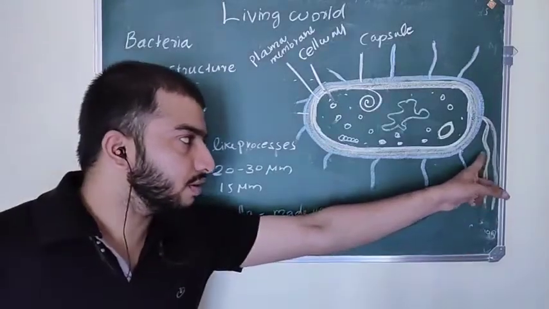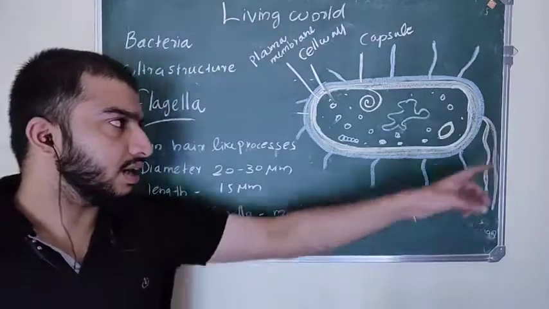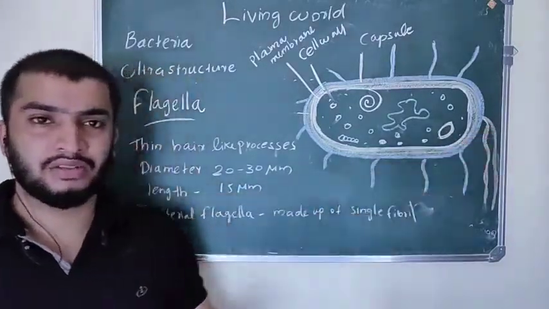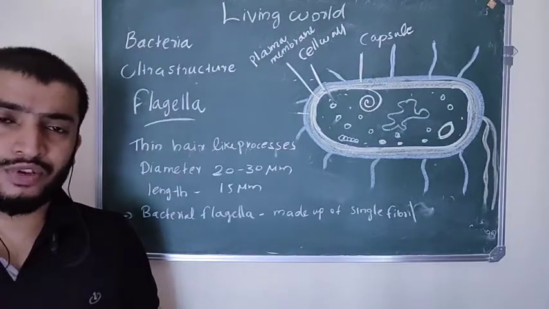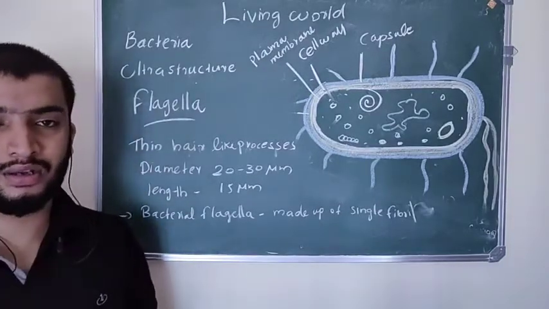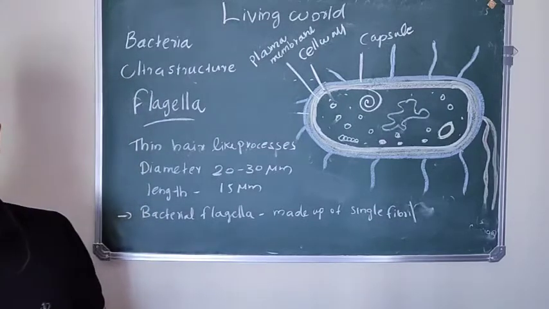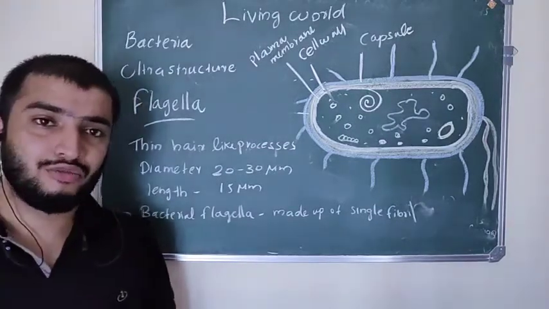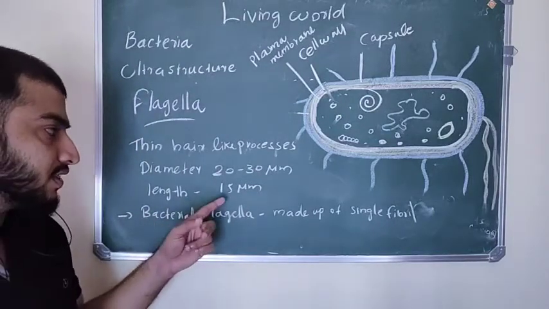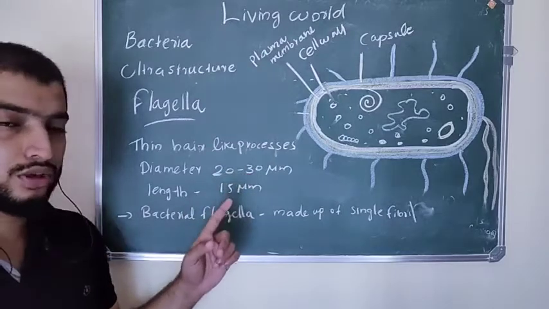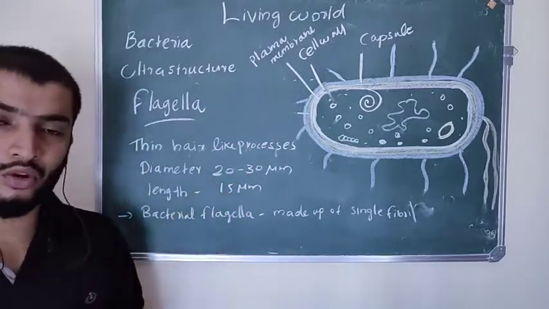Bacterial flagella. You can see the bacterial flagella here. Bacterial flagella arise from the bacterial cell wall, and this is a thin hair-like structure which is present in motile bacteria. This structure helps in locomotion. Bacterial flagellum is made up of a single fibril, and its length is around 50 micrometer, and its diameter is around 20 to 30 nanometer.